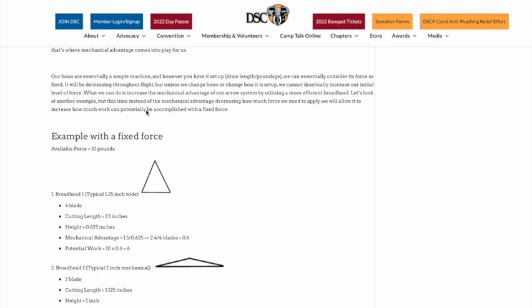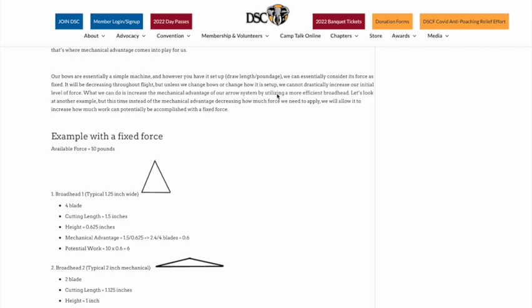Our bows are essentially a simple machine, and however you set it up, we essentially consider its force as fixed. Okay, again, we are making the mistake of assuming that the arrow has a fixed amount of force, and this is simply not true. He's saying it will decrease throughout the flight, i.e., the arrow starts with a certain amount of force, and as it flies through the air, it loses some of that force. And then as it penetrates the animal, it loses some more force.